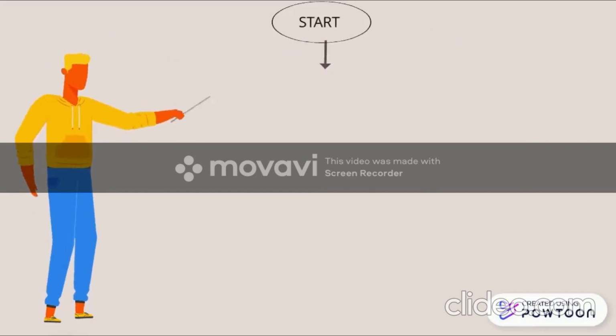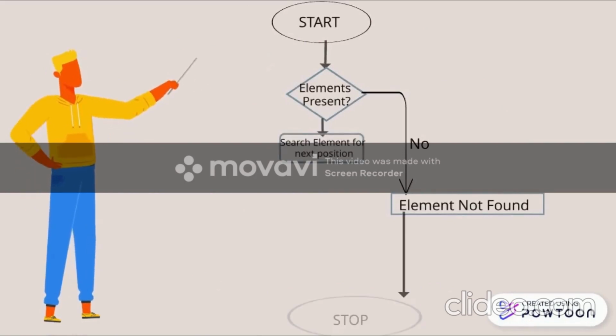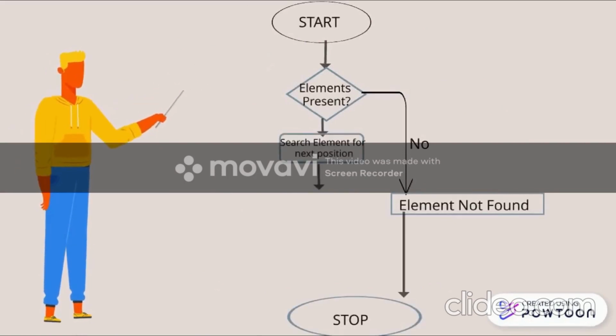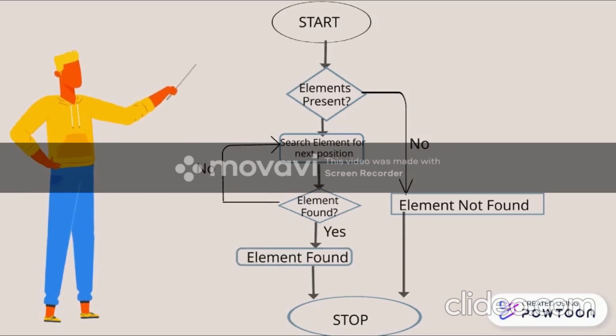Now let us see the flowchart for linear search. First, we check if there are elements in the array. If there are no elements, then we declare element not found. If there are elements present in the array, then we start searching from the first position. We compare the element at that position with the desired element. If they are found to be equal, then we declare element found. Else, we move on to the next position and start comparing again. This continues until an element is found or the end of the array is reached.